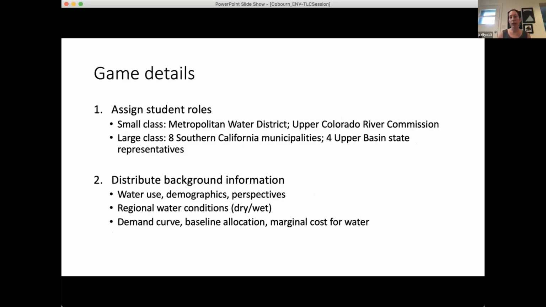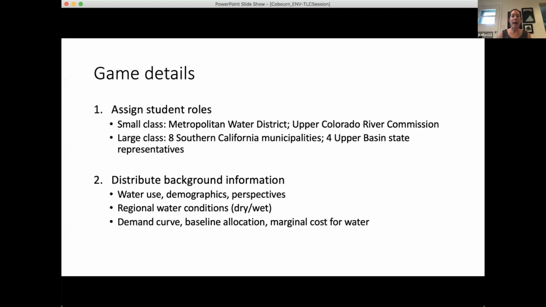So just a little bit more detail about how the game is implemented in class. The first thing I do is I assign student roles. This is something I thought about as the class increased in size. I originally had students split into 2 groups, one which represented the Metropolitan Water District of Southern California and one that represented the Upper Colorado River Commission. Now that I have a much larger class, I'm splitting the students into about 12 separate groups that represent 8 Southern California municipalities that are competing to purchase water and 4 Upper Basin state representatives who are potential sellers of water.